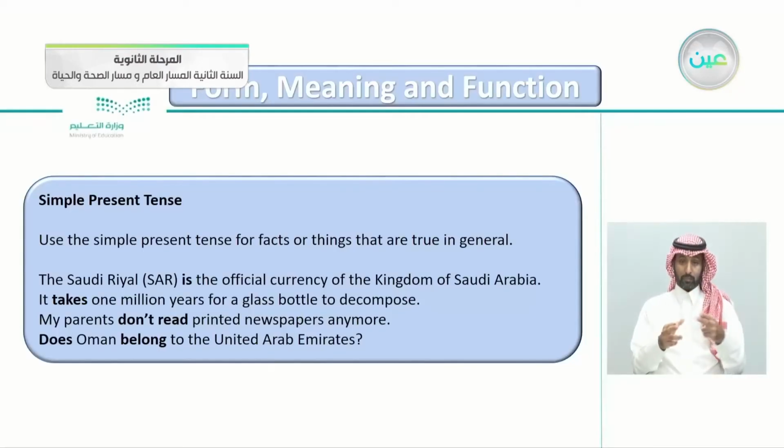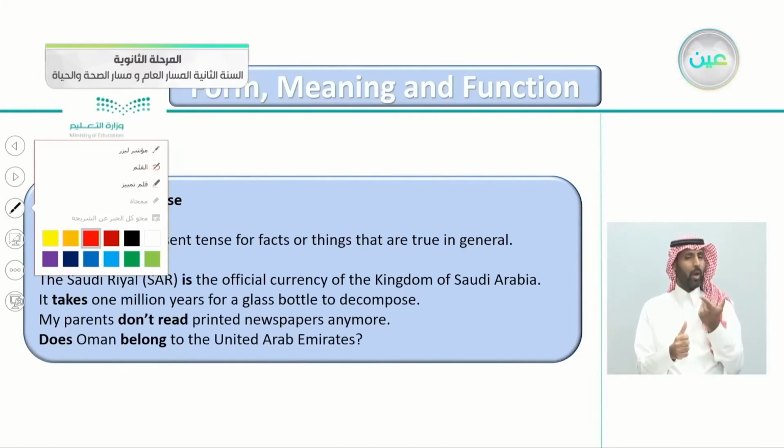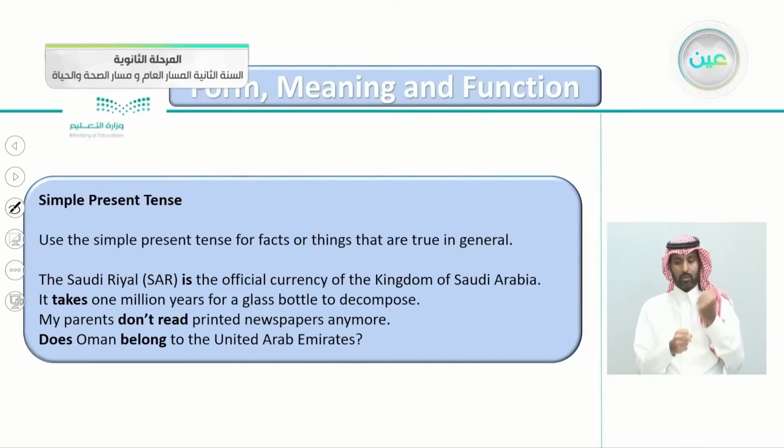So beginning here with the simple present tense. We use the simple present tense for facts, or things that are true in general. Like here, for example, the Saudi riyal is the official currency of the Kingdom of Saudi Arabia. The Saudi riyal is, this is the present simple here, the official currency of the Kingdom of Saudi Arabia. It takes 1 million years for a glass bottle to decompose.